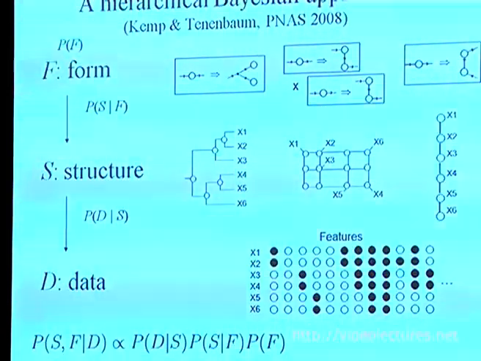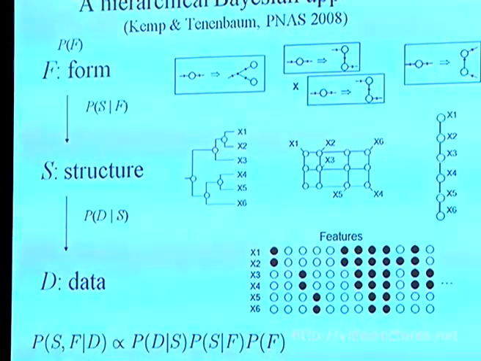So now we can cast this learning problem in a hierarchical framework like this, where the lowest level is the observable data, you know, just a typical matrix. And then we have these two latent levels that we're interested in. There's the level of what we'll call the structure, which is some graph, and it's a graph of a particular form that's generated by some simple graph grammar at the higher level.